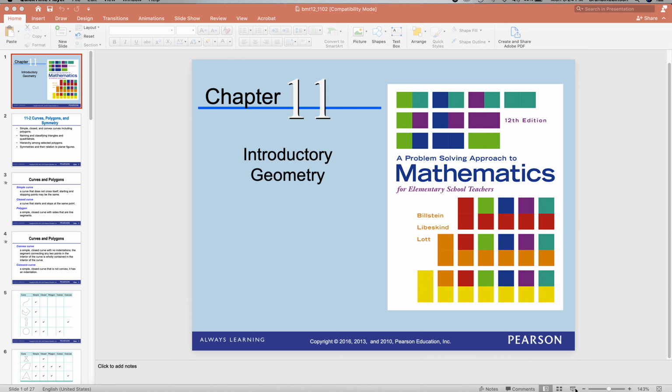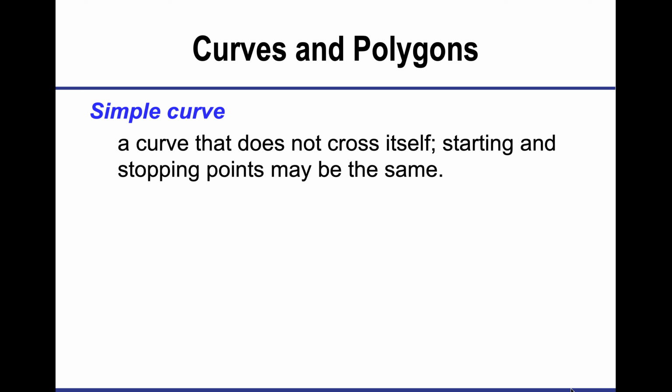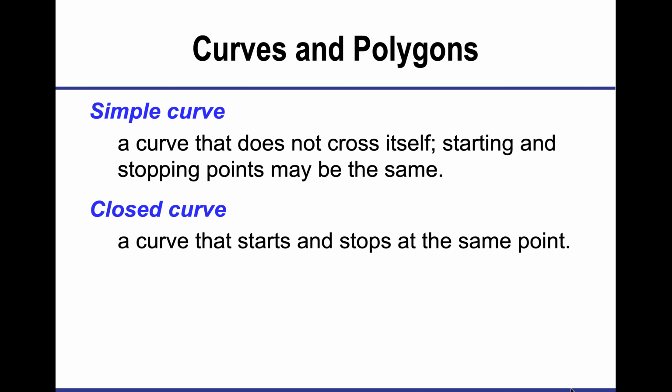We're going to keep moving through terms in geometry and start looking at curves, polygons, and symmetry. A simple curve is a curve that doesn't cross itself and it has a starting and a stopping point, kind of like a curve in the road. A closed curve is a curve that starts and stops at the same point.